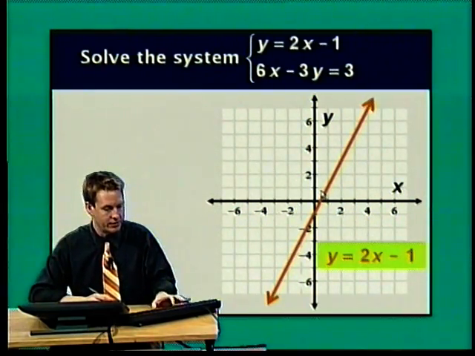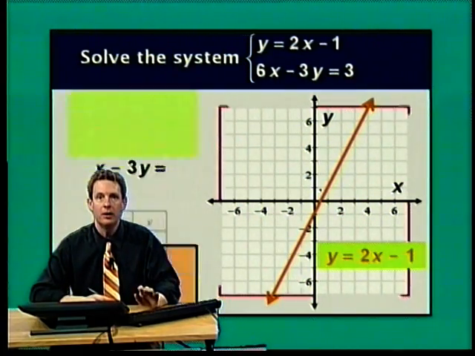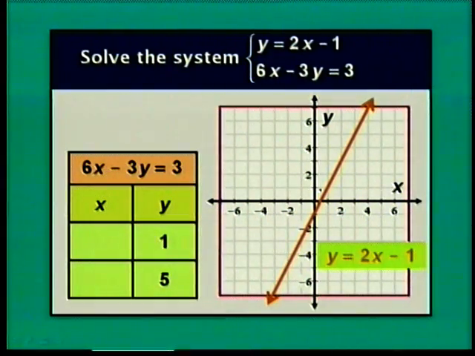So what we're going to do is we are going to find 2 points on the line 6x minus 3y equals 3 and verify that those 2 points are also on the line y equals 2x minus 1. When y is 1, what's the value of x on 6x minus 3y equals 3? Well, when we replace y with 1, we would have 6x minus 3 equals 3.